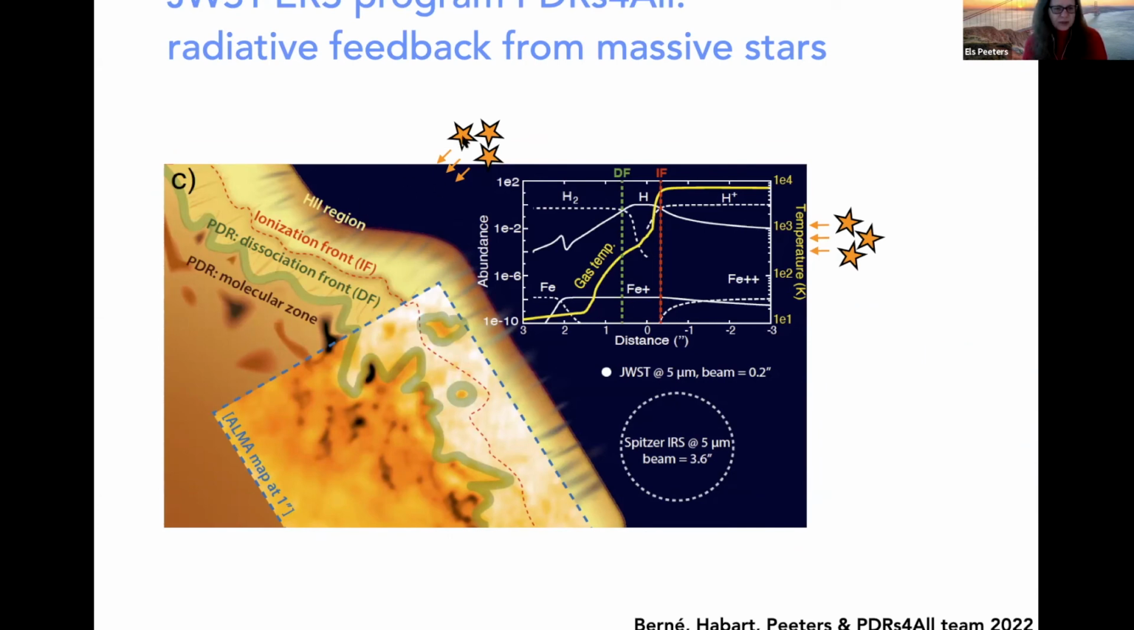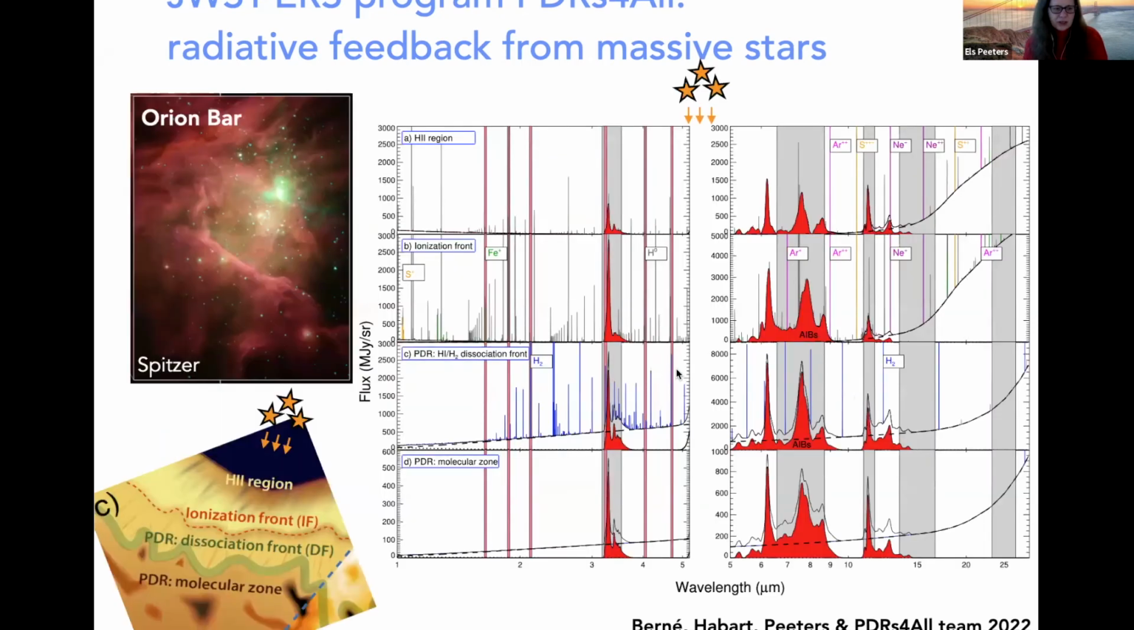And so here we can take advantage of JWST capabilities to probe the stratification that I talked about before in the PDR, going from the ionized gas to the PDR, the dissociation front, and the PDR molecular zone. And so I don't have to tell you that, of course, if you go to these different types of regions, what you will expect as spectral signatures will be completely different. And the spatial resolution is so high that if you look at the Orion bar, we can actually probe or resolve these different layers in the PDR.